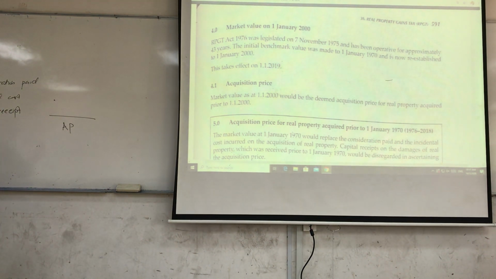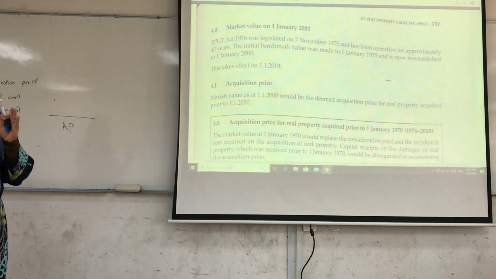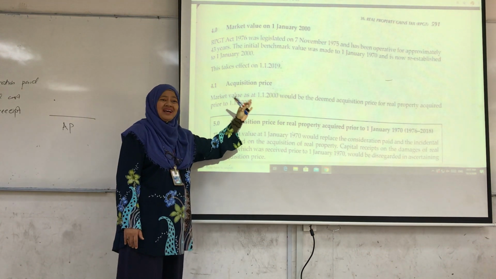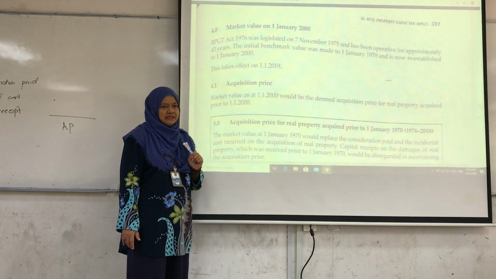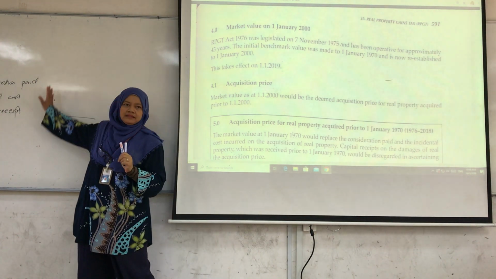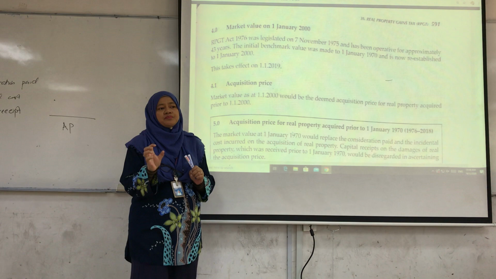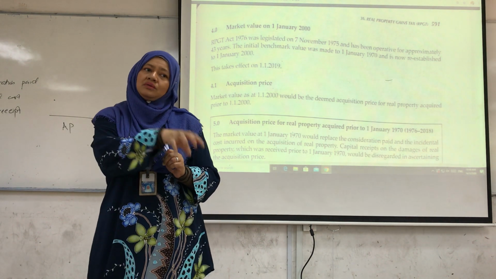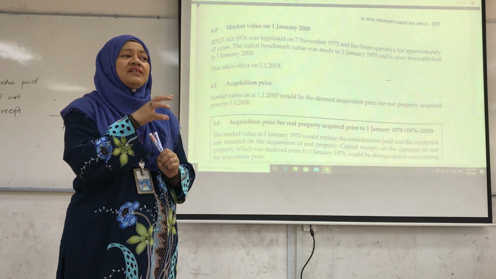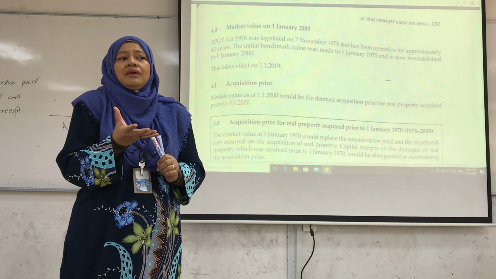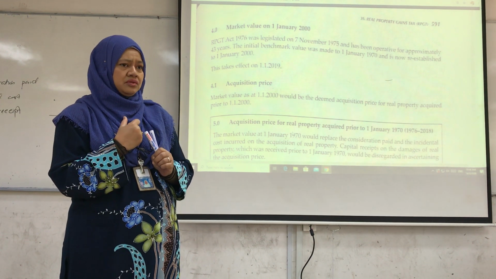But if you purchased the property prior to 2000, then you have to use the market value as at 1st January 2000 to be your acquisition price. No longer do you apply this formula. Again, for property purchased prior to 1st January 2000, you have to take the market value as at 1st January 2000. How would you know the market value as at 1st January 2000 of that house?